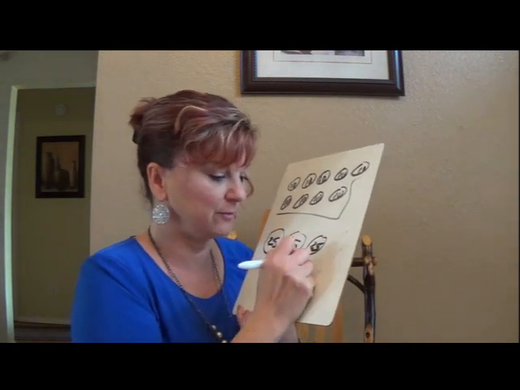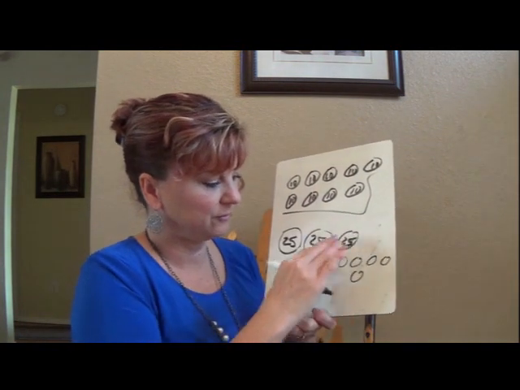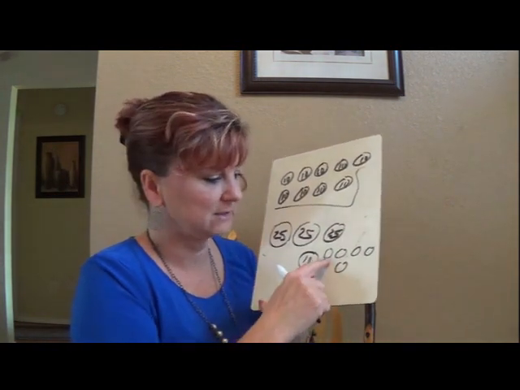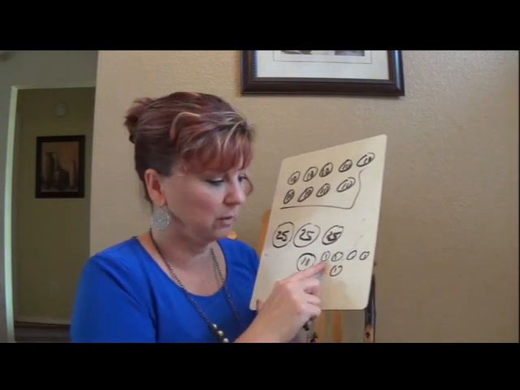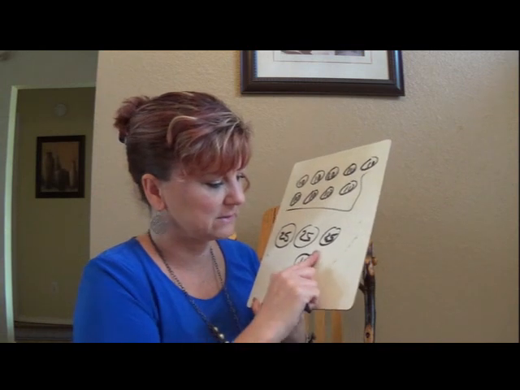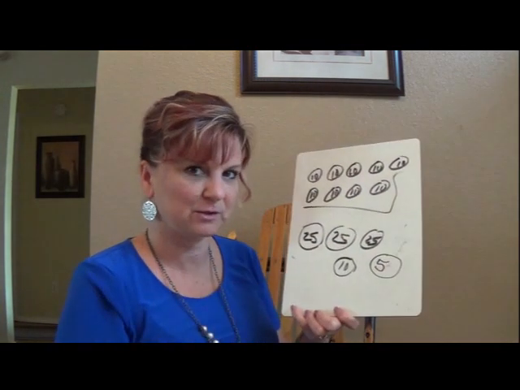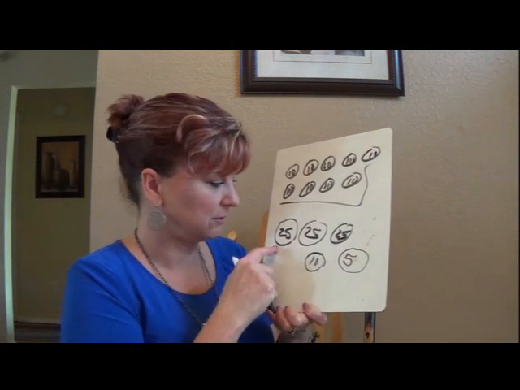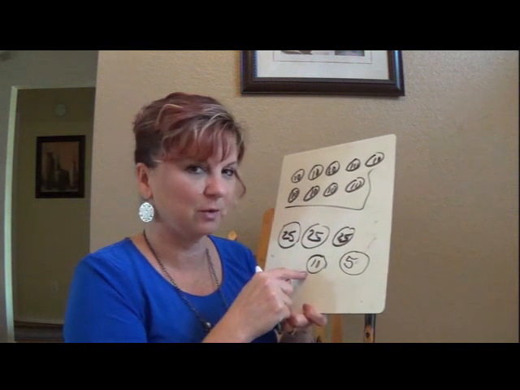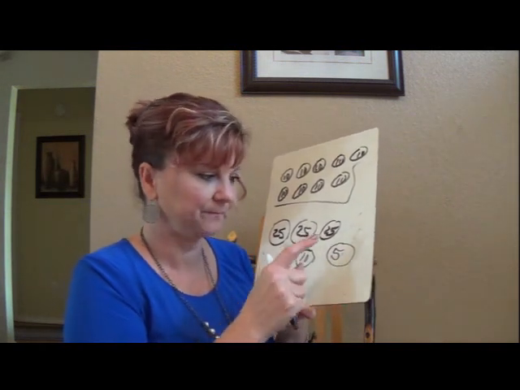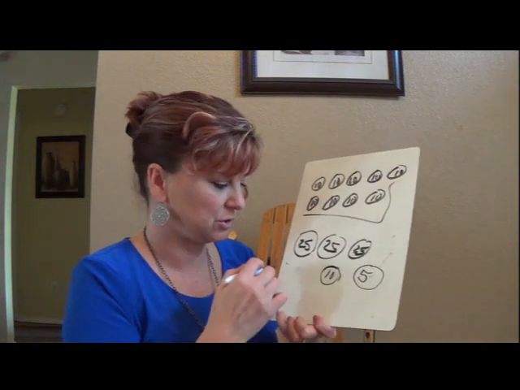Now I could use 5 pennies, right? 75, 85, 86, 87, 88, 89, 90. Or I could get rid of those 5 pennies and just use the nickel. So let's go back and count. Ready? 25, 50, 75. 10 more is 85. And then 5 more, 90. There you go. Good job.